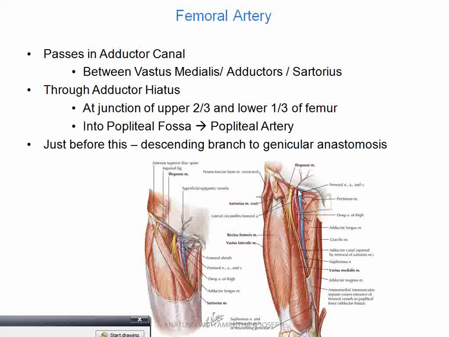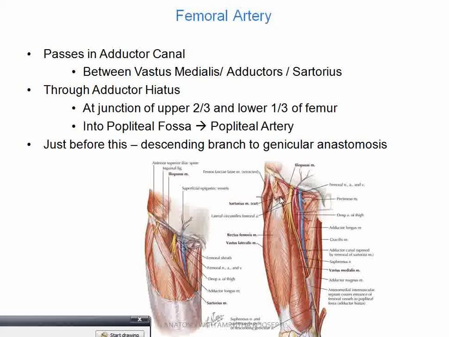After the proximal aspect of the thigh, the femoral artery enters adductor canal. Adductor canal is a muscular canal which is between vastus medialis, adductors and sartorius.